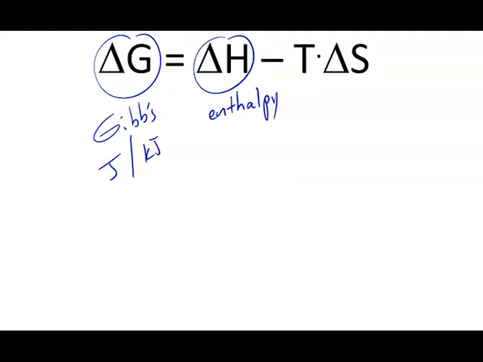So enthalpy is a measure of energy. This energy could be stored. It could be going from stored to kinetic. It's a change in energy total, not heat necessarily, but enthalpy. T is temperature, makes sense. And delta S is going to be a change in entropy.